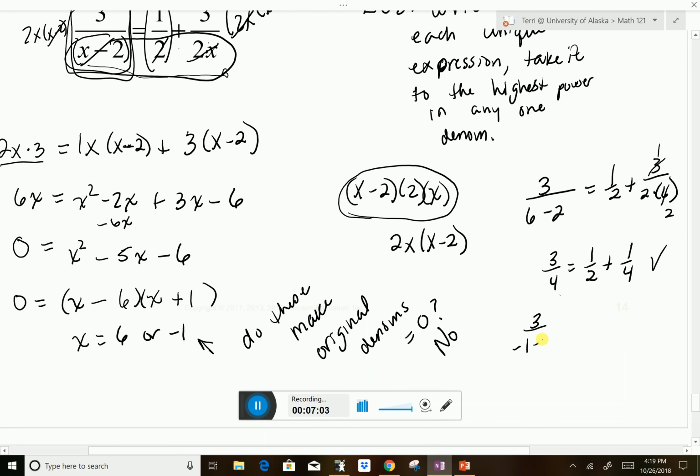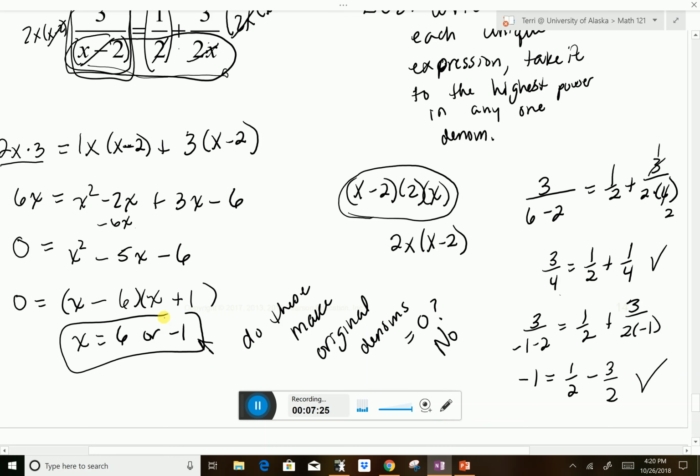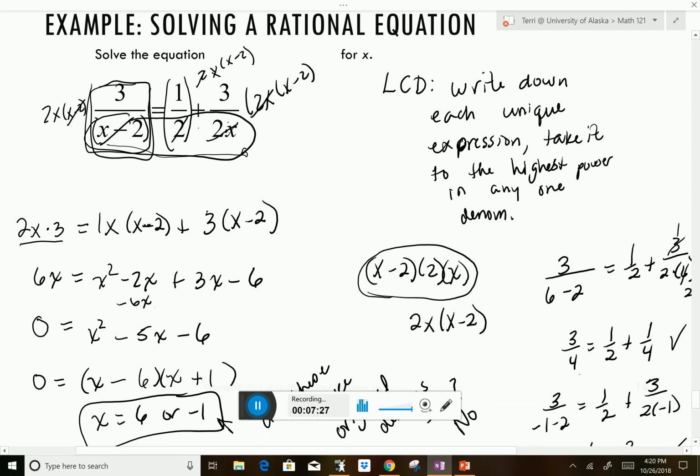Let's try negative 1. 3 over negative 1 minus 2 equals 1/2 plus 3 over 2 times negative 1. So this is negative 1 equals 1/2 minus 3/2. Looks good to me. Okay, so both of those are the answers. Both of these are solutions to our equation.